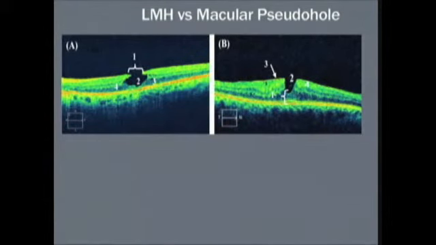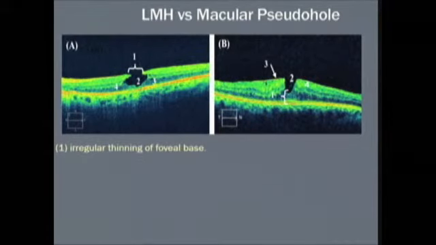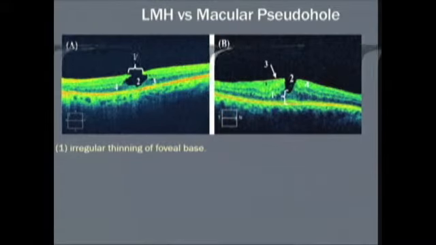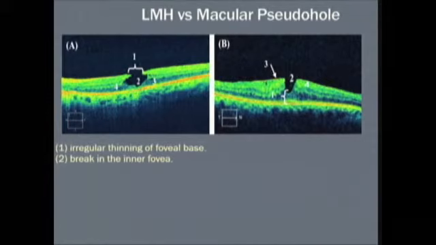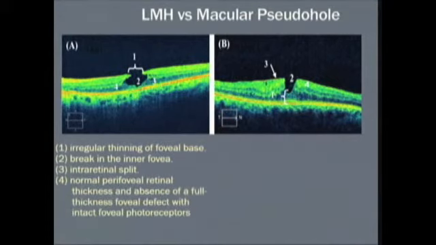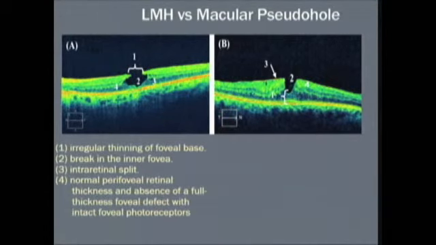So it's important to differentiate between the lamellar macular hole and macular pseudohole. This is the lamellar macular hole, and you can see here there is irregular thinning of the foveal base, and there is a break in the inner fovea, and an intraretinal split, as you can see, it's clear, and there is normal perifoveal thickness. The thickness here is normal.